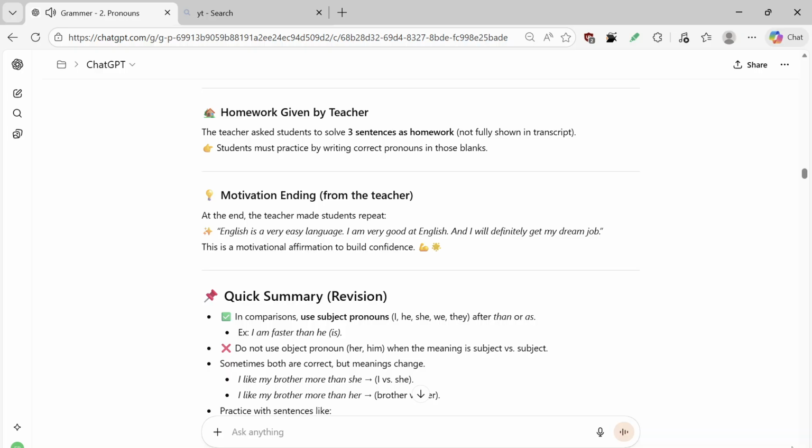Motivation ending from the teacher. At the end, the teacher made students repeat: English is a very easy language. I am very good at English, and I will definitely get my dream job. This is a motivational affirmation to build confidence.